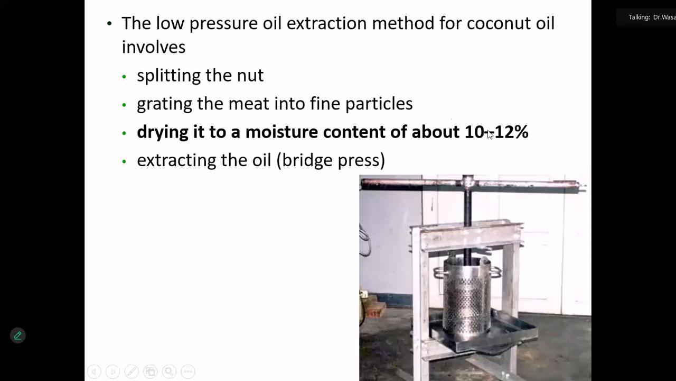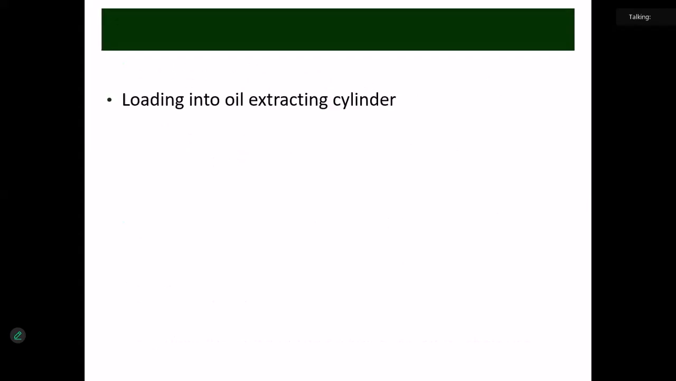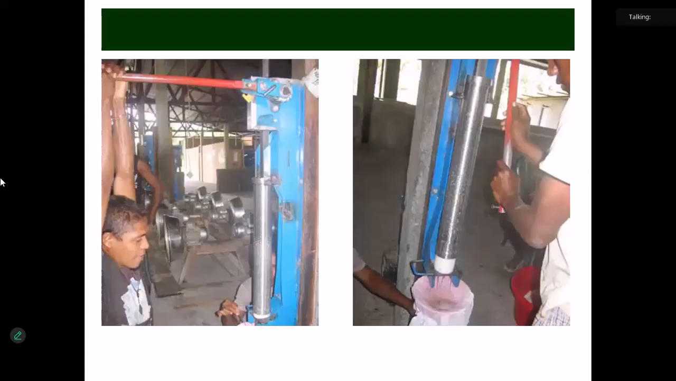This one only rotates horizontally. It is slow, and it is hard to rotate. But you can see in this method, his full weight he can apply. His full weight he is applying here. So you can take much more oil. And from the bottom of the cylinder you can collect the coconut oil. That is the low pressure oil method.